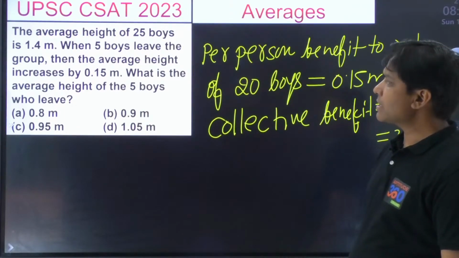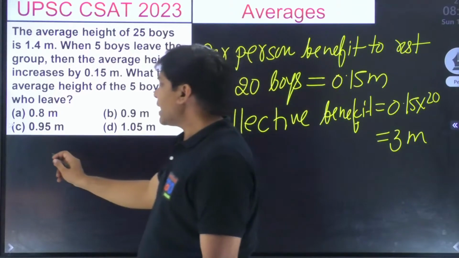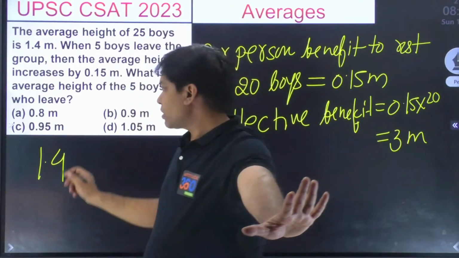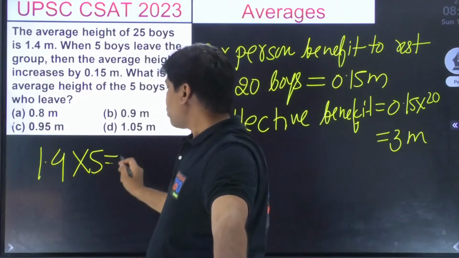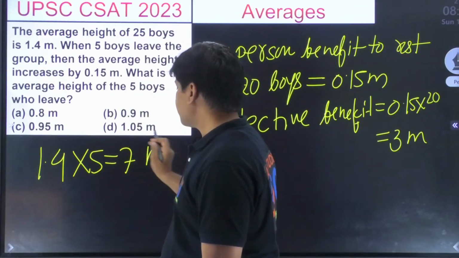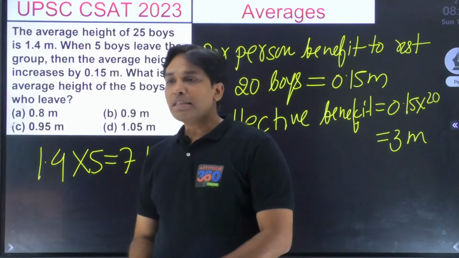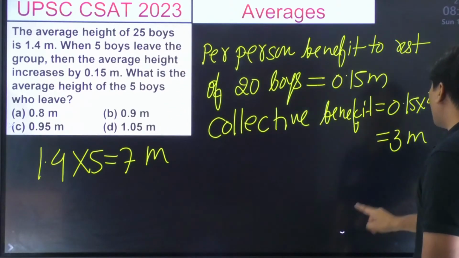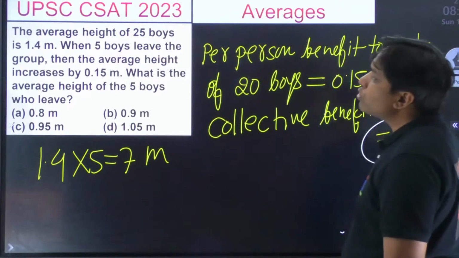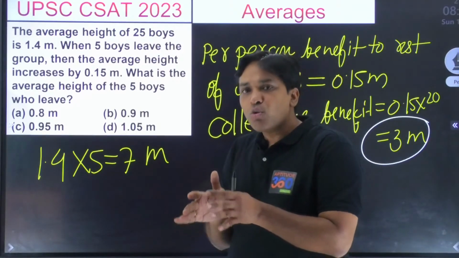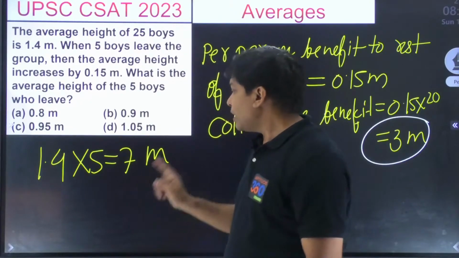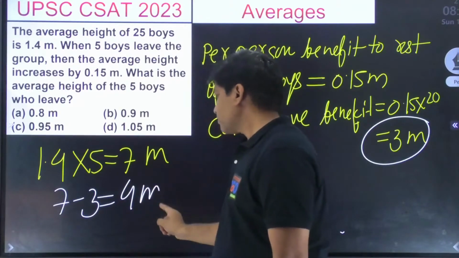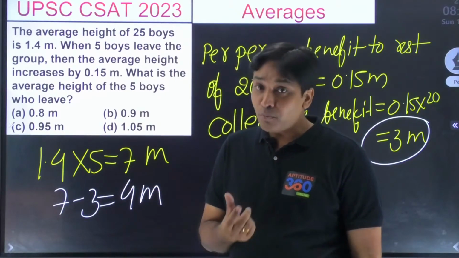And understand this. How much should they have taken with them? 1.4 was the average. 5 persons are going out. They should have taken out with them collectively 7 meters. But since they are gone, the collective benefit to the 20 boys who are left behind is 3. So how much did they take? 7 minus 3, they took 4 meters. Collectively 4 meters they are taking out.